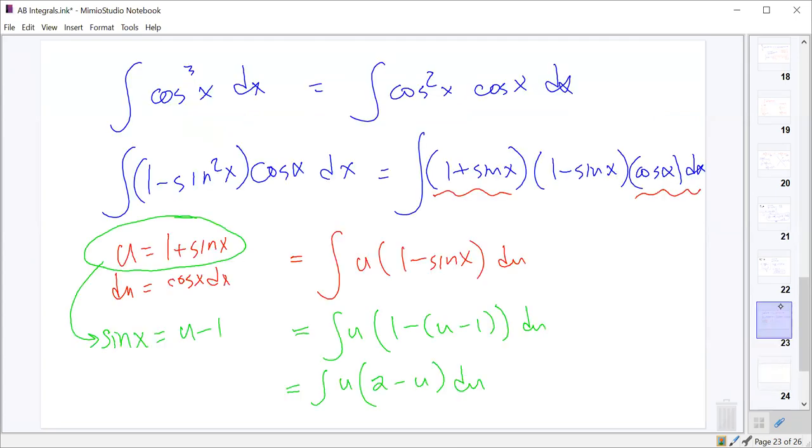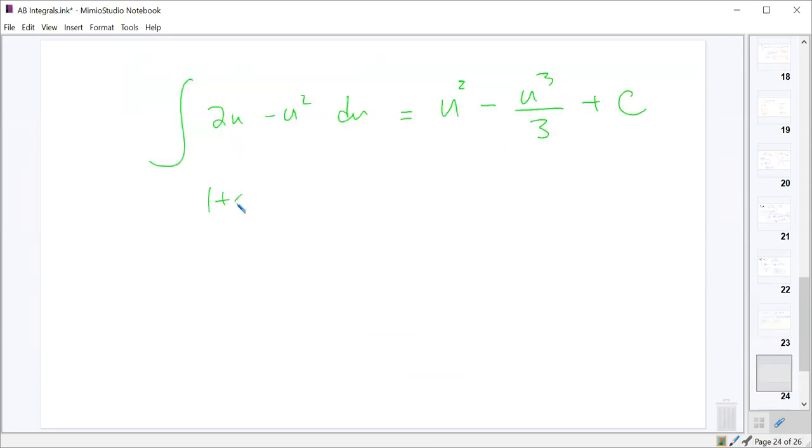And what was our u? Our u value was 1 plus sine x, right? So this ought to be 1 plus sine x squared minus 1 plus sine x cubed over 3 plus a constant, which looks different than what we previously had, doesn't it? But it is either equivalent to or it just differs by a constant from the value that we got of, I think it was sine x minus sine cubed x over 3, I believe is what we had. So we could go through and see if we could simplify this out.